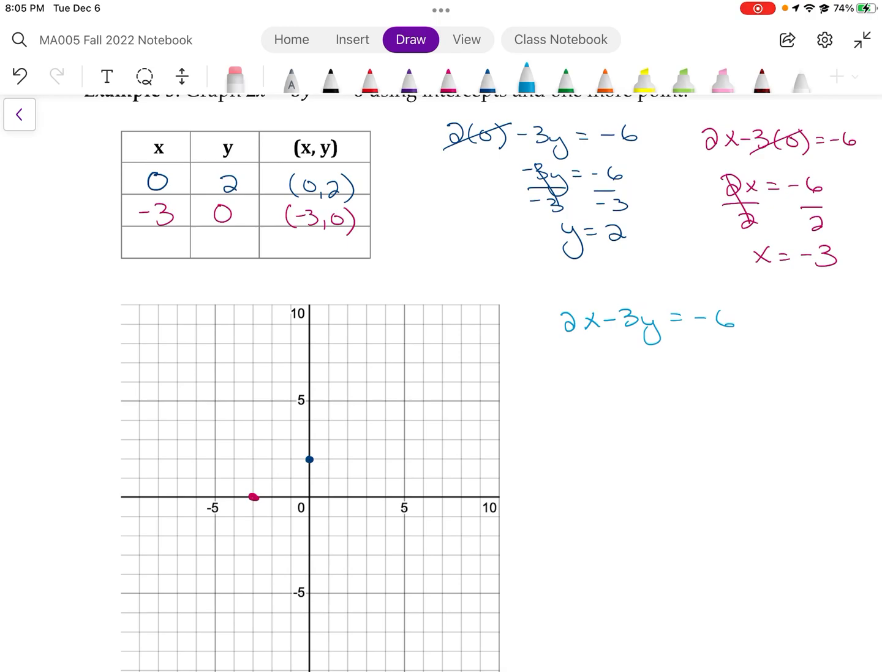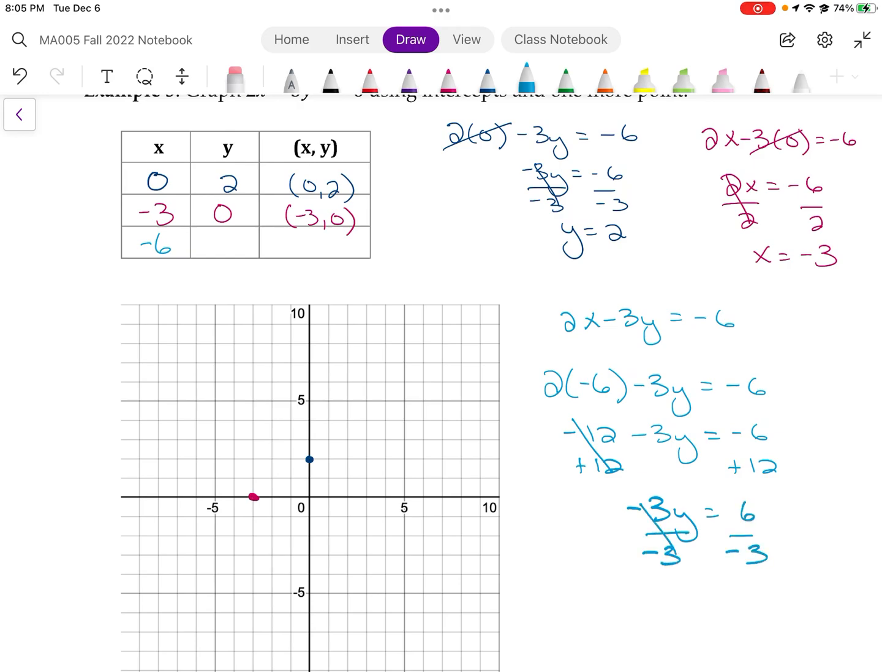So let's choose, I don't know, how about negative 6 for the x value? So we'll do negative 6. So we've got 2 times negative 6 minus 3y equals negative 6. All right, so I've got negative 12 minus 3y equals negative 6. And I'm going to add 12 to both sides because I'm trying to get y by itself. Negative 3y equals negative 6 plus 12 is 6. Well, look at that. All right, now I'm going to divide by negative 3. And I get y equals negative 2.